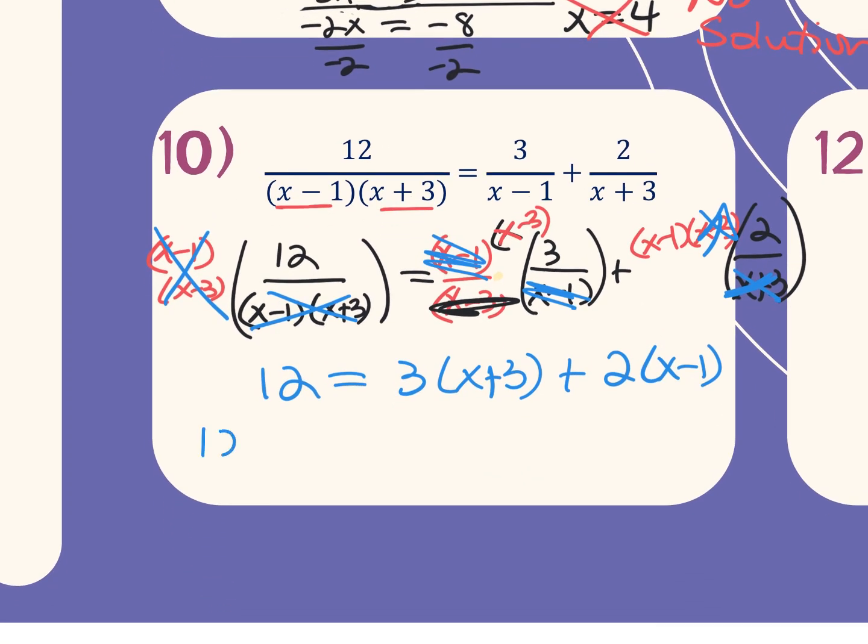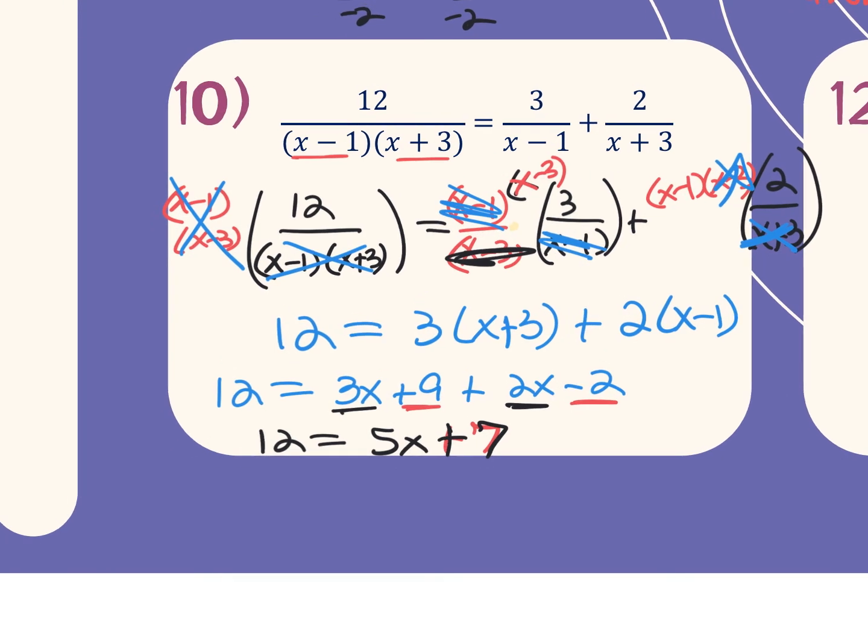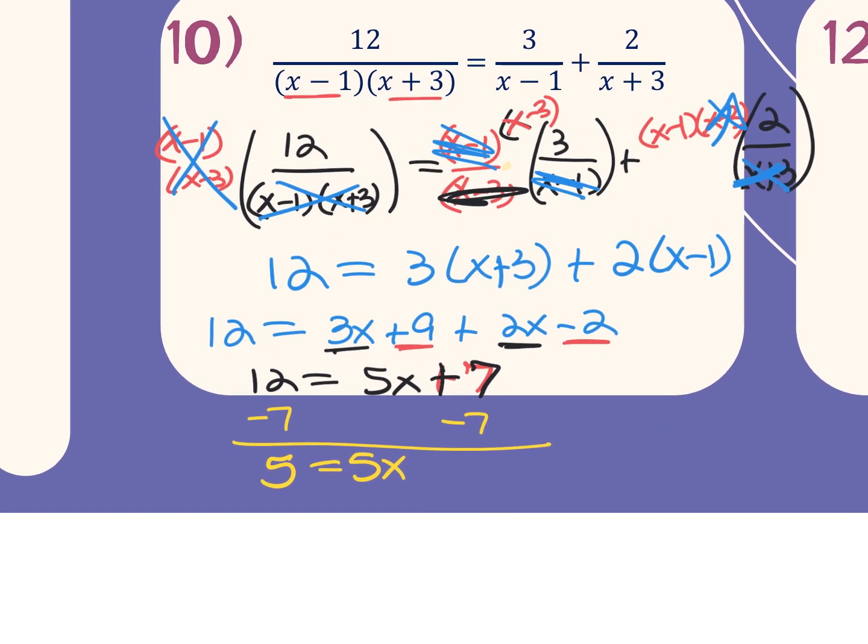All right, so 12 equals 3x plus 9 plus 2x minus 2. I'm going to combine my like terms, and I get 12 equals 5x. I could also probably combine these at the same time. 9 minus 2 is 7. And now I can begin to solve. I'm going to subtract 7, and I get 5 is equal to 5x. Divide by 5, and x equals 1.